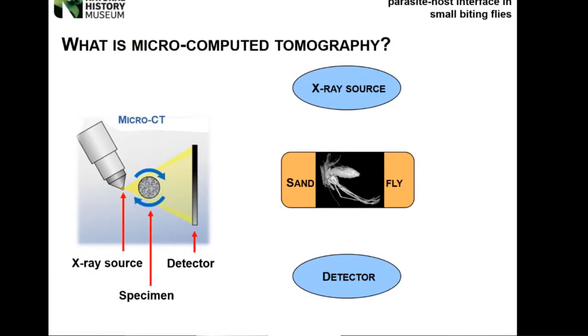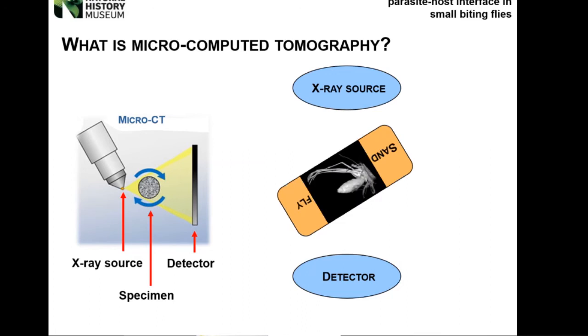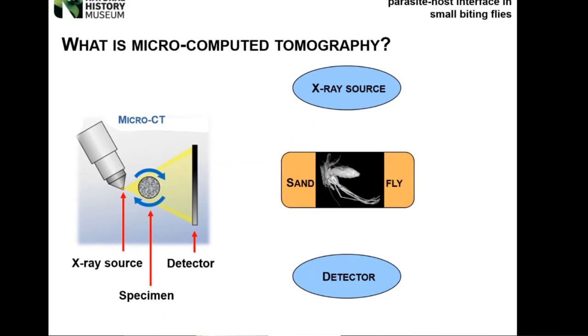So what exactly is microcomputed tomography? Well, basically, it's just a way of using X-rays, as in a clinical setting, to look inside at the organs of the body. In this case, we have a sandfly, which is stuck between an X-ray source and a detector. Unlike in a hospital setting where the detector moves around your body with the X-ray source, in this case we rotate the sandfly between the X-ray source and the detector.